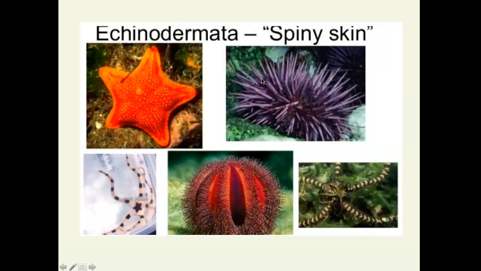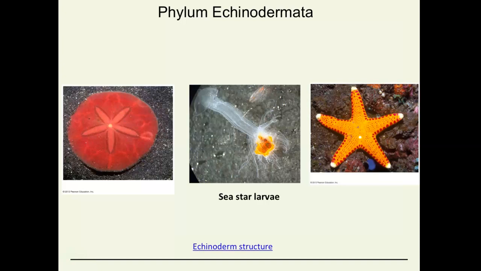So let's take a look at an image of these organisms, and you're going to see a lot of sea stars, you're going to see sea urchins. If you look at these pictures, they all have a hard, spiny skin. So your poster child for Echinodermata can be a sea star. What kind of symmetry do you think this sea star has?